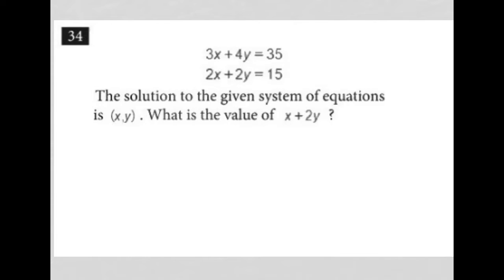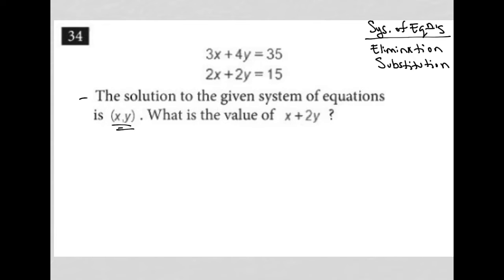So this question looks like it's going to be a system of equations question. Usually for system of equations questions, I'm looking at using elimination as a process to solve or substitution. Less likely substitution, but sometimes it does happen. The question here says the solution to the given system of equations is x comma y. Yes, we understand that. What is the value of x plus 2y?